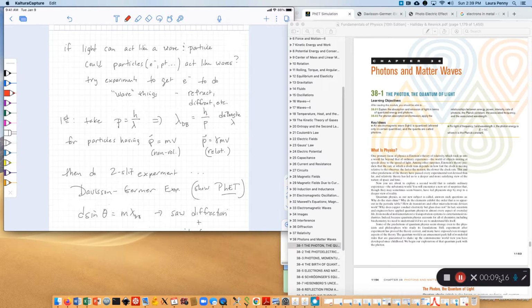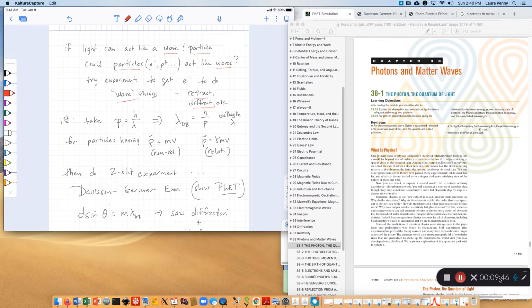Well, it's not too huge a jump to go from the statement saying, well, if light, which we were convinced is a wave, can act like a particle, could things that we've thought of as being particles, like electrons or protons, sometimes act like a wave? Can they do wave kinds of things? Can we get them to refract? Or can we get them to diffract? Can we get them to do interference? Things that particles don't do.